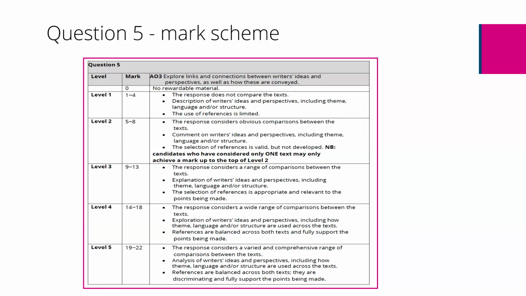Then when we're looking at the references, in level 1, they're limited. In level 2, valid. In level 3, appropriate and relevant. In level 4, they're balanced across the text and they support what the student is saying. And in level 5, they're balanced, they're discriminating, they're fully supporting those points. So there are 5 levels in this mark scheme.